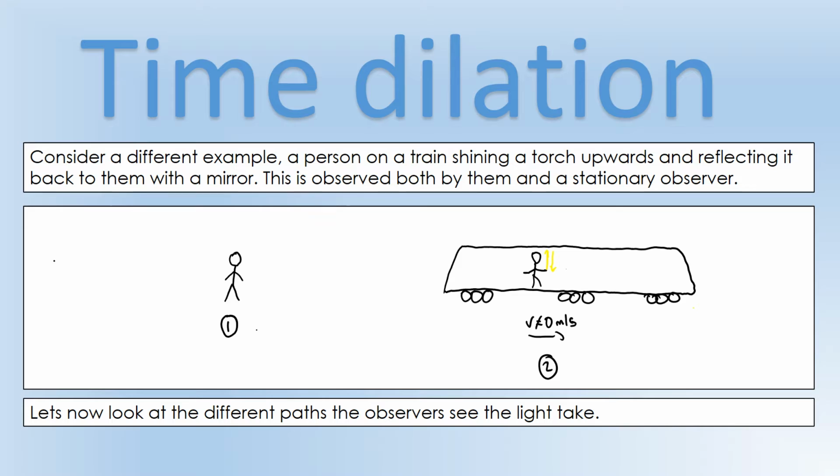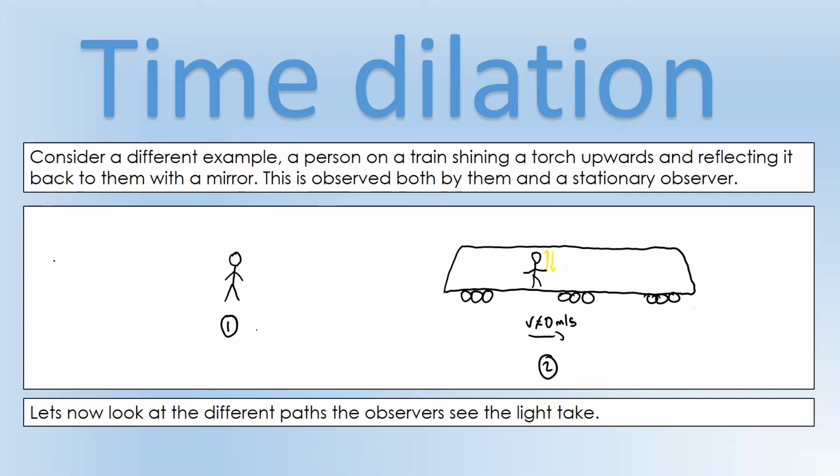We've got a person on a train who is shining a torch up and down again, and they measure how long that takes to occur. And we've got this person, observer 1, who's stationary, outside the train, in a different reference frame, who is going to measure how long it takes to go up and down. Now, obviously, this is a thought experiment. You can't actually measure the time, but that's why this thought experiment is useful, because this isn't something you could do for real.